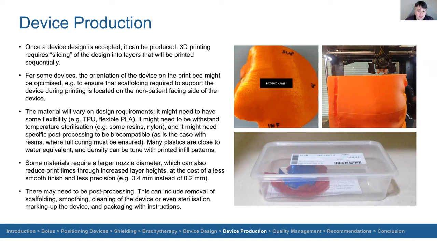Many plastics are close to water equivalent, which is frequently something you want with an applicator or with bolus. And as discussed, you can fine tune that density with selection of infill patterns and infill density. Some materials do require a larger nozzle diameter, which can also reduce print times through increased layer heights, though at the cost of a less smooth finish, a little bit less precision.